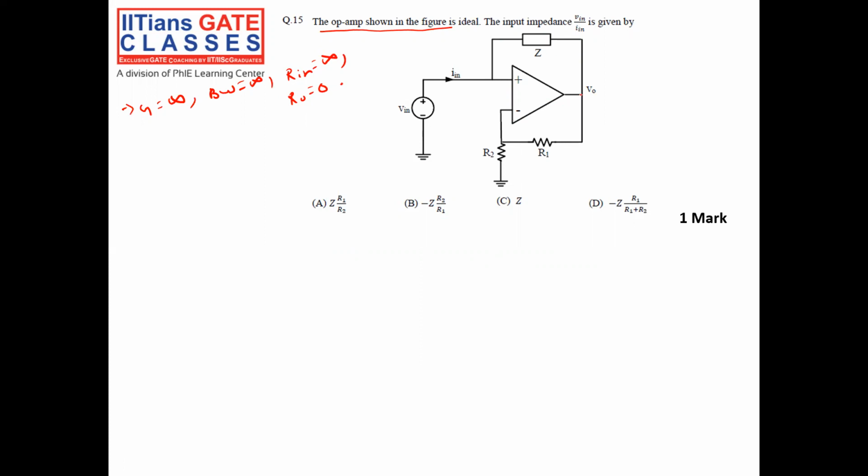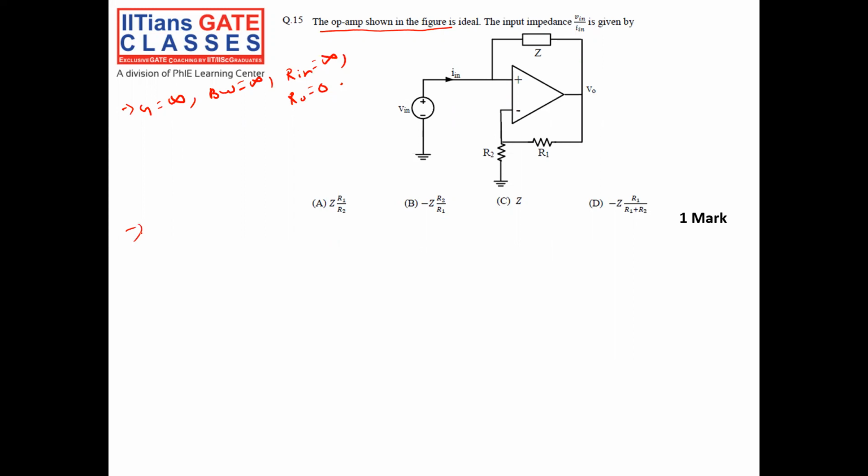We could see there is a feedback from output to the negative terminal. That means there is a negative feedback in the circuit. But you can also see there is a feedback from output to the positive terminal also. So you should not be confused whether it is negative feedback or positive feedback. Why is it so?